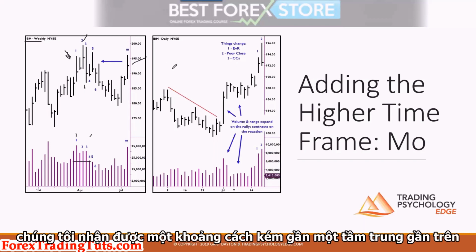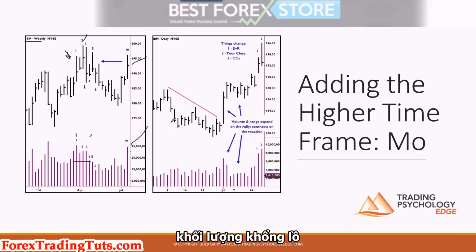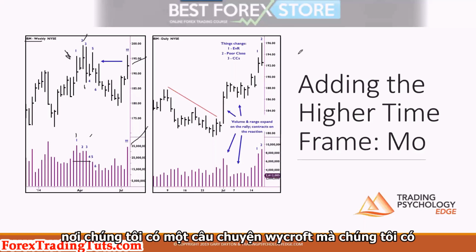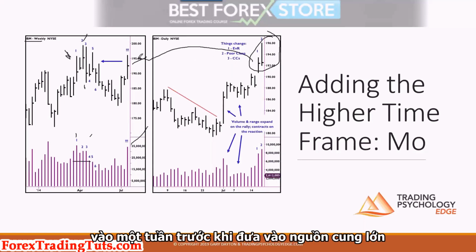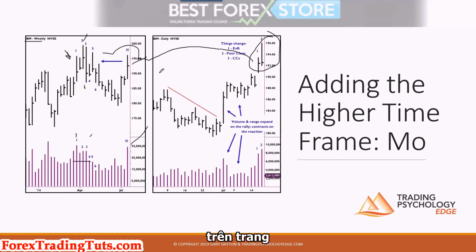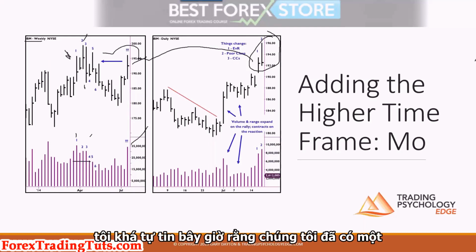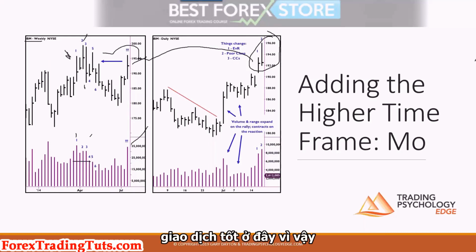We get a poor close, a mid-range close on huge volume. So this is supply coming all over the place. We got a Wyckoff story. We got effort versus result, clustering closes, poor closes, into a weekly poor close, into big supply on the prior old top in the background. Okay, I'm pretty confident now that we got a good trade here.